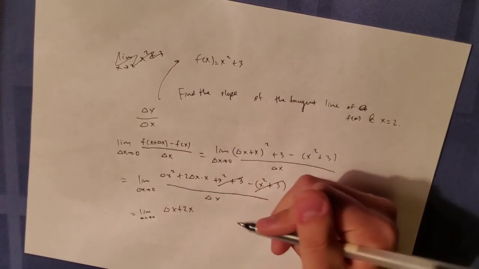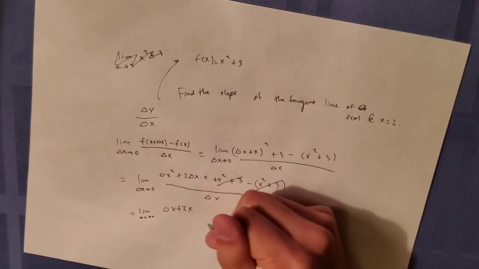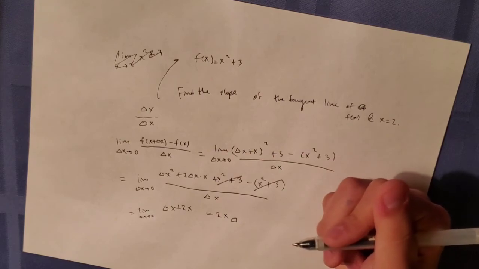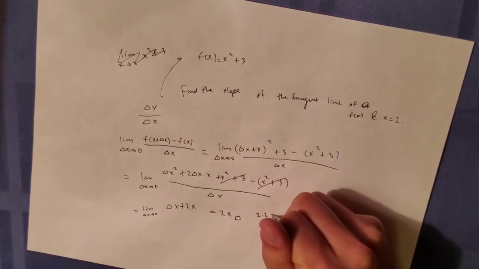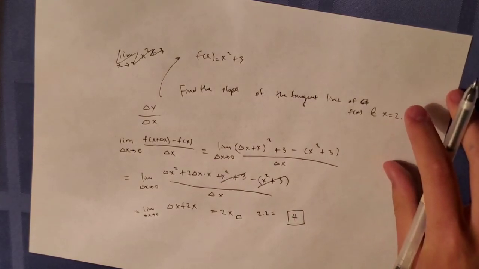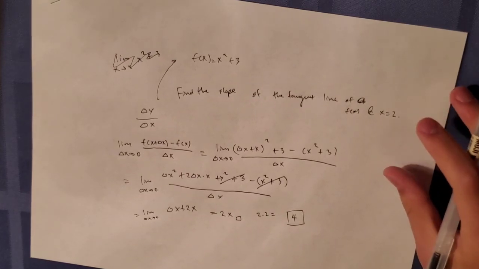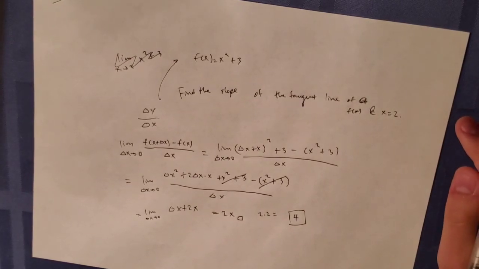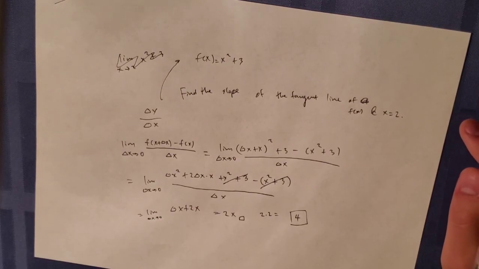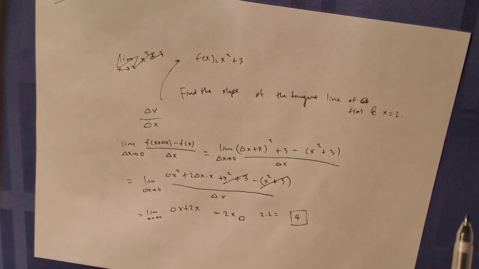You don't want to have to do any proof for this. Clearly, as delta x approaches 0, this will just equal 2x. Cool. So we have our little expression of our slope, and we can see that 2 times 2 equals 4. So the slope of the tangent line to f of x at x equals 2 should equal 4. Now there should be an algebraic way you can do this, expressing your tangent line with a quadratic formula, but I'll leave that to you guys. Pretty cool.